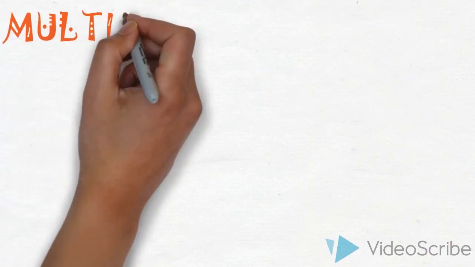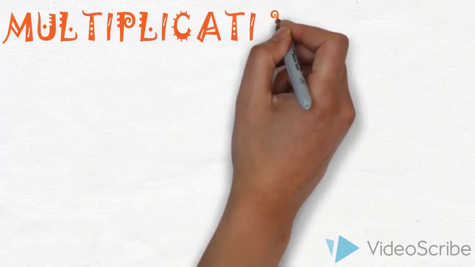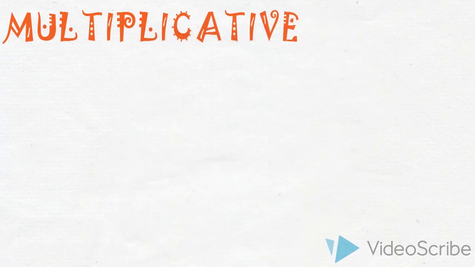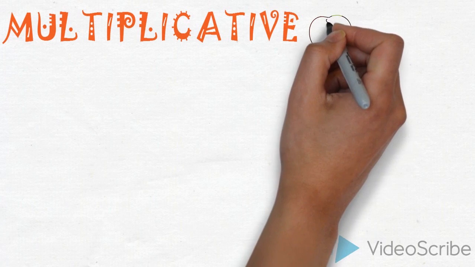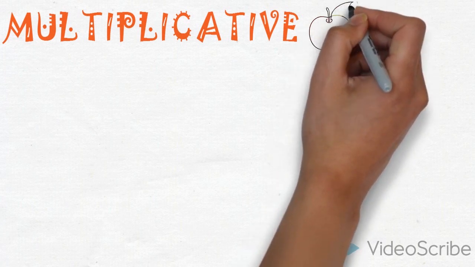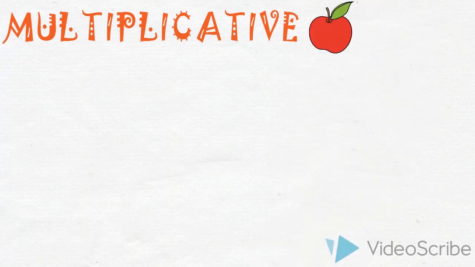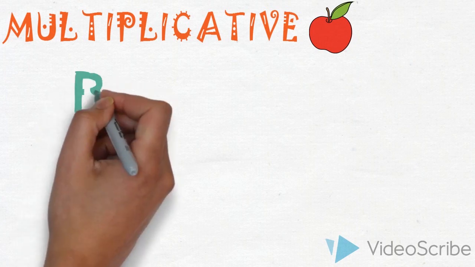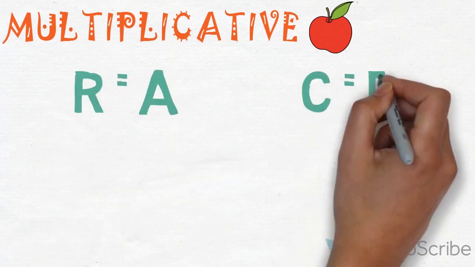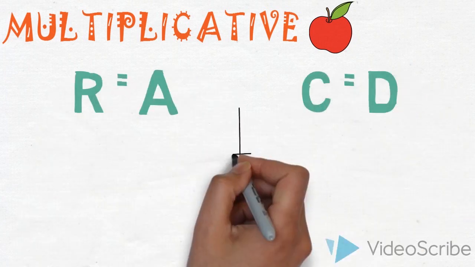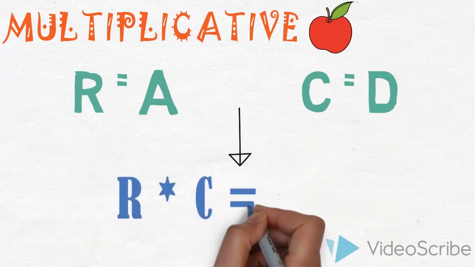And finally, we have the multiplicative property, which is similar to the additive property, as in this case we multiply the operation and the result by the same real number and we continue having an equality. For example, in this case, R equals A, C equals D, so R multiplied by C equals A multiplied by D.